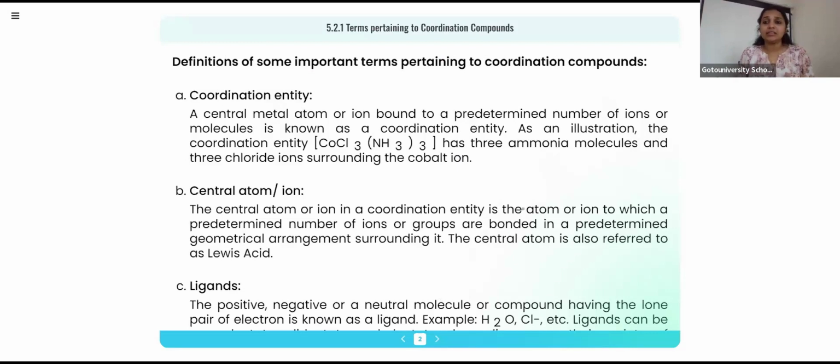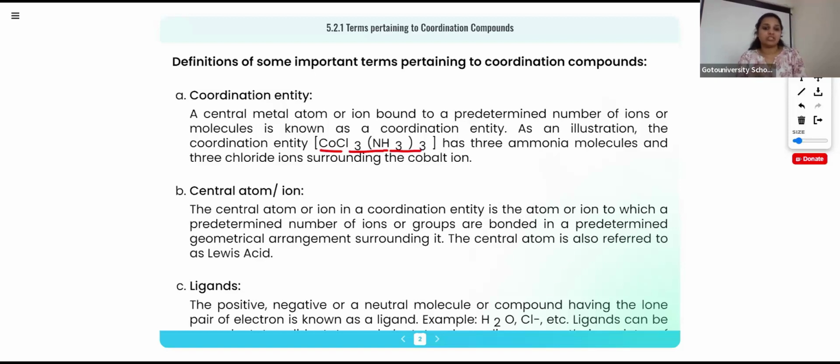The first one is coordination entity. Coordination entity means the things we are writing, the metal and the ligand together. They are called coordination entity. Suppose I am writing [CoCl3(NH3)3]. This is a coordination entity. So whatever you are writing outside the square bracket is not the coordination entity.